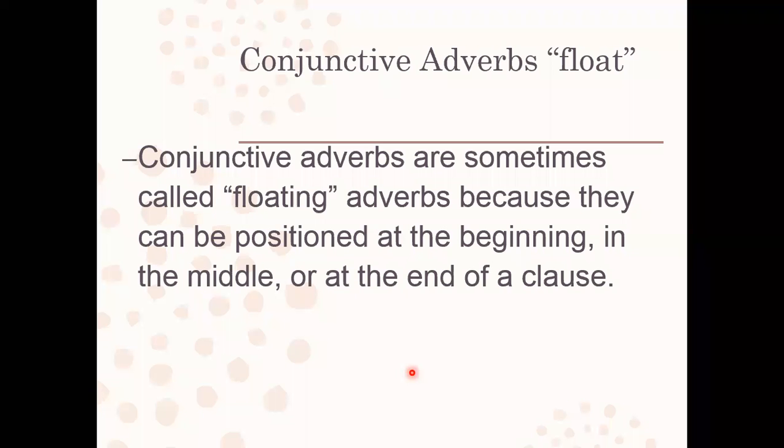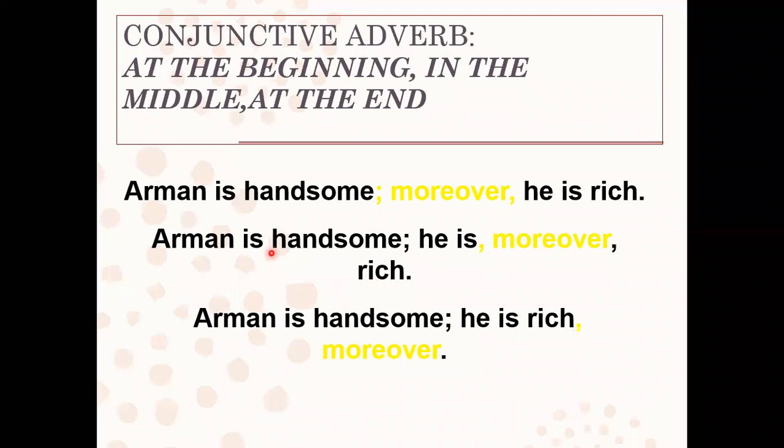Conjunctive adverbs float, meaning they keep floating, like a boat floating on water, from here to there and back. Conjunctive adverbs are sometimes called floating adverbs because they can be positioned at the beginning, in the middle, or at the end of a clause. So conjunctive adverbs are floating. They can be used at the beginning of the clause, in the middle of the clause, or at the end of the clause. We have to see examples of that.